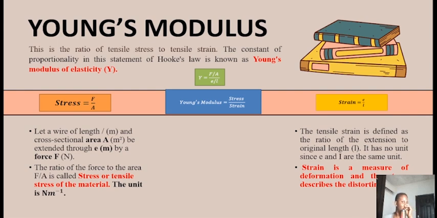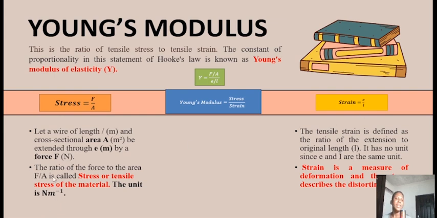So now we go to Young's modulus. This Young's modulus is very, very important in our study of elasticity. So what is Young's modulus? Young's modulus is so simple. It's just the ratio of stress to strain. Are we clear with that? Stress to strain. So what is stress? Stress is the ratio of force to area, while strain is the ratio of extension to length.